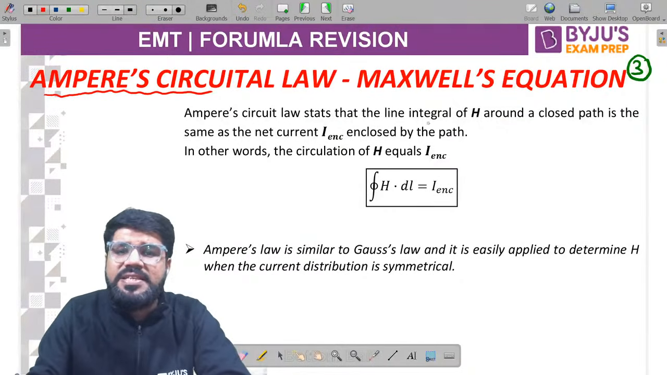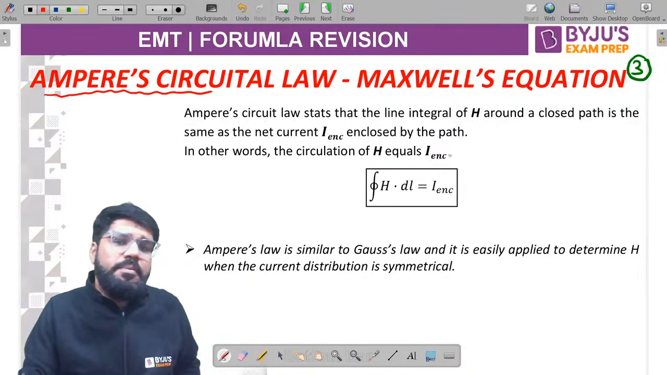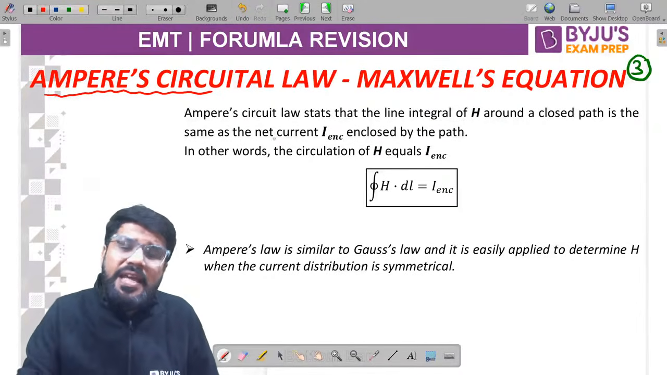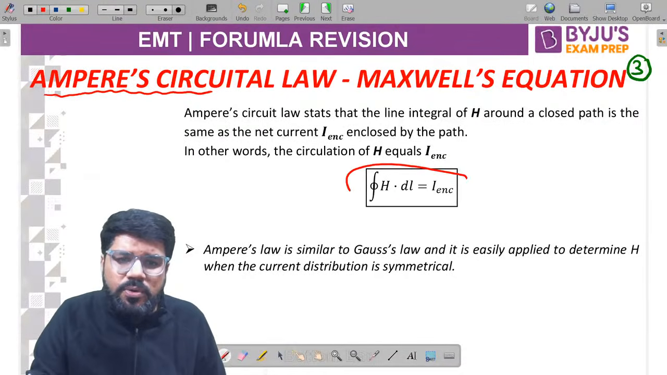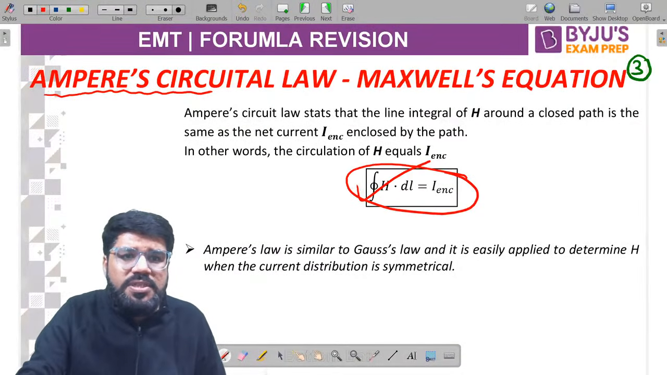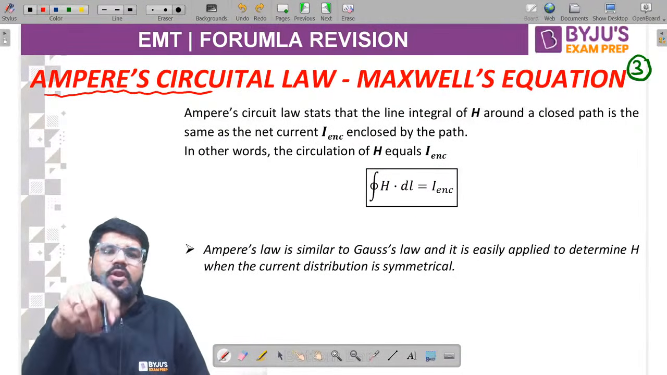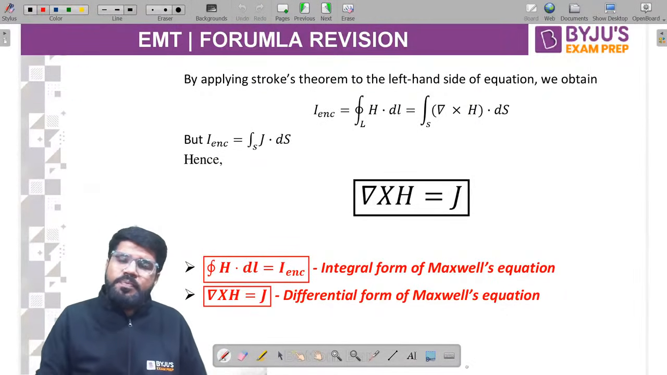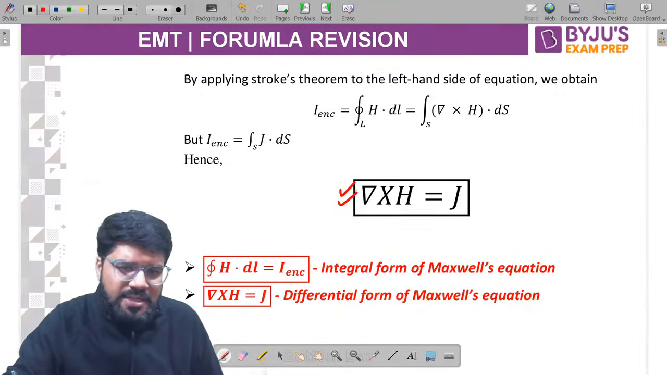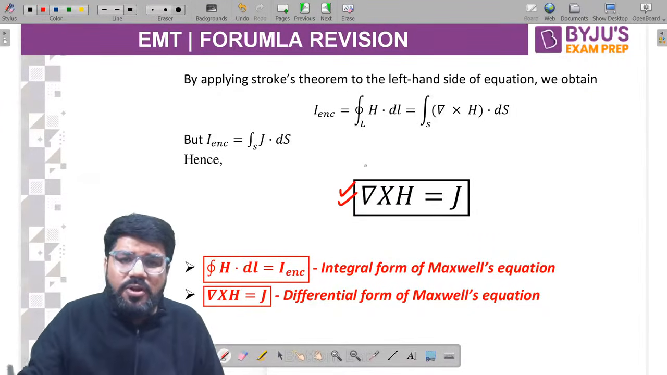Ampere's law says that the line integral of H, the circulation of the magnetic field around a closed path, is equal to the net current I enclosed by the path. Integral H dot dl is equal to I enclosed, and then we can apply Stokes theorem on the left hand side, because a line integral along a closed path can be simplified by Stokes theorem. When you apply Stokes theorem, you finally get this relation. Let's have a look at the final formula: del cross H is equal to J.